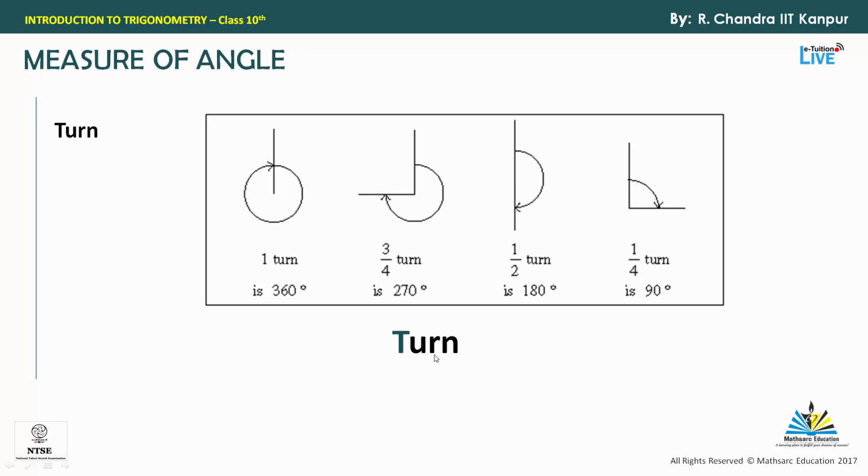Let's say first we have turn. You can see here that one turn is considered to be equal to 360 degrees, and 3 by 4 turn is equivalent to 270 degrees, and similarly half turn is equivalent to 180 degrees and 1 by 4 turn is 90 degrees. So from here you can observe what a turn is.